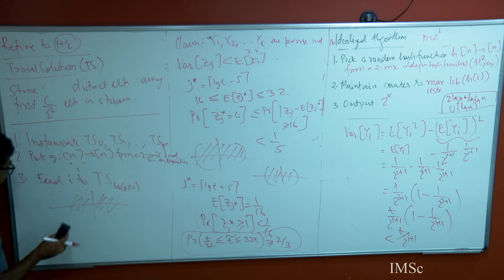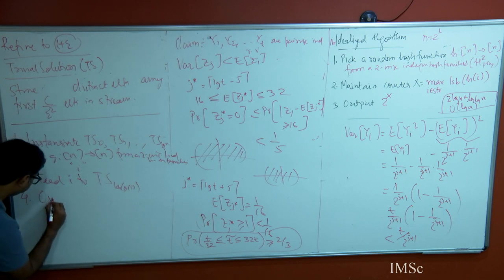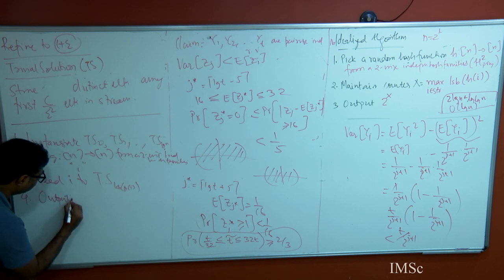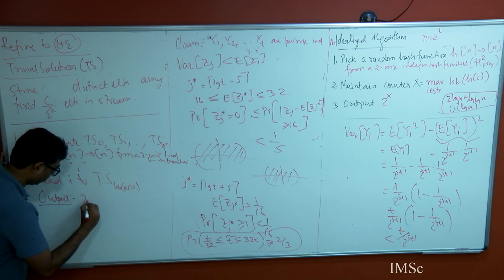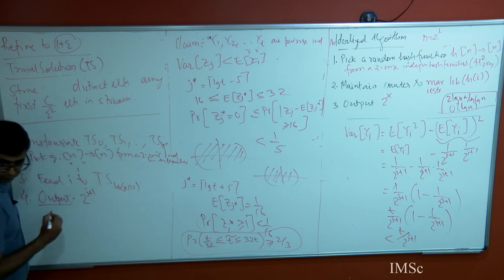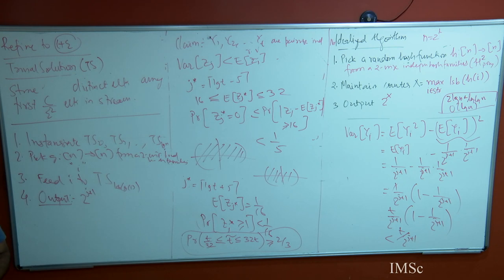So I'll tell you what happens. Fourth. My God, I'm extremely slow. So what will you output? What should you output? 2 power j plus one. Is this what we are outputting? Yes.